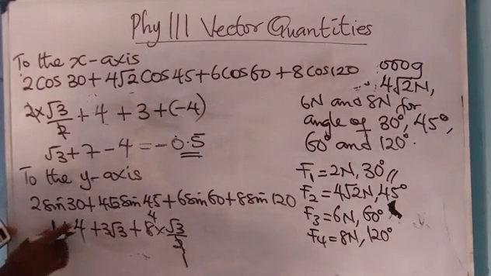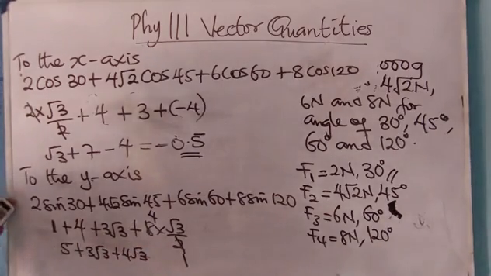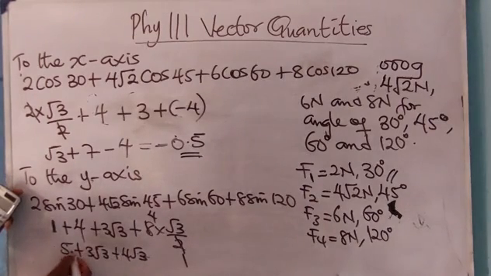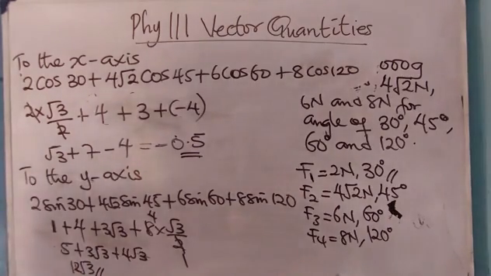So now I have 1 plus 4 is what? 5 plus 3 root 3. Then plus 4 root 3. In this case, this plus this is what? 7. 7 plus this 11, that is 11 root 3. Look at it. 5 plus this is what? 8. 8 plus 4, 12. 12 root 3, which means the x-axis is this, then the y-axis is what? This.